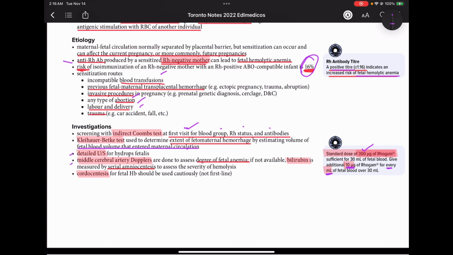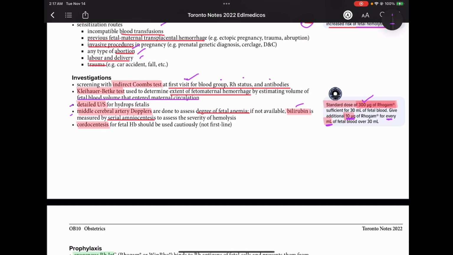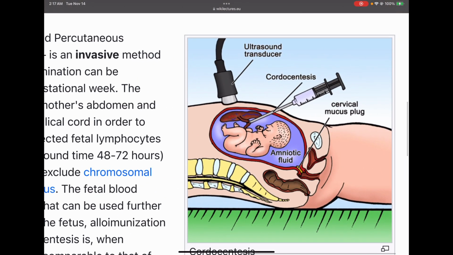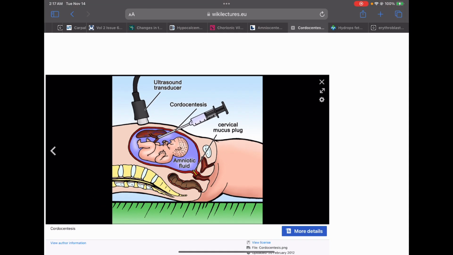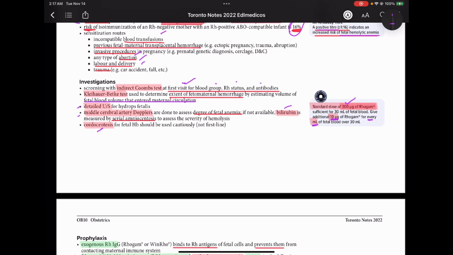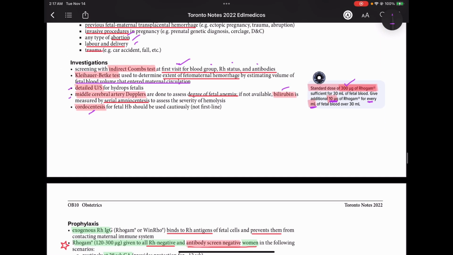We can also go for middle cerebral artery Doppler. That would help us look for the degree of fetal anemia. We can also measure bilirubin by serial amniocentesis to assess the hemolysis. We can also go for cordocentesis for fetal hemoglobin, but it should be cautiously used. This is how we do cordocentesis: we aspirate blood out of the umbilical cord. That's how we do cordocentesis.